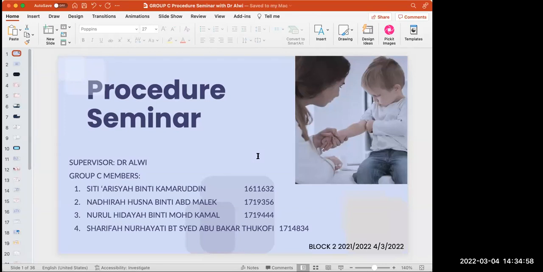Assalamualaikum, dah cukup orang ke? Waalaikumsalam. Dah, doktor. Okey, habis start lah. Kita start dengan Al-Fatihah.